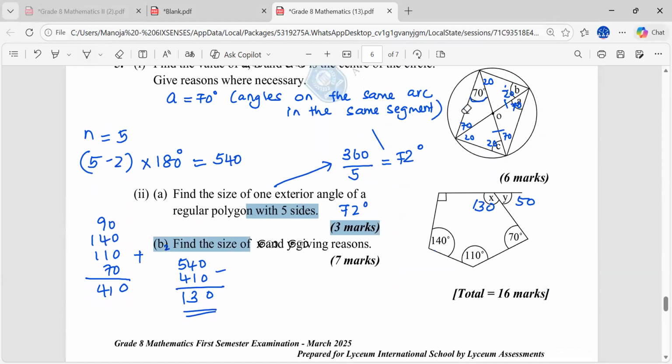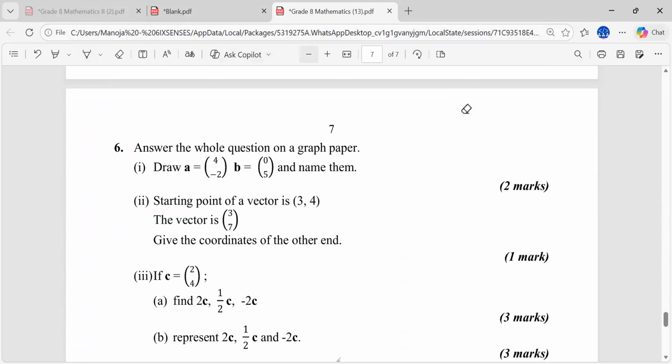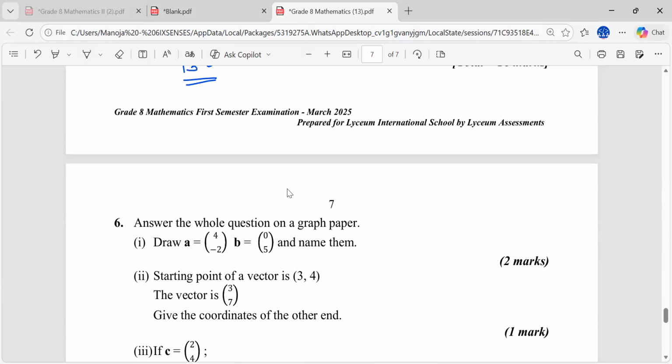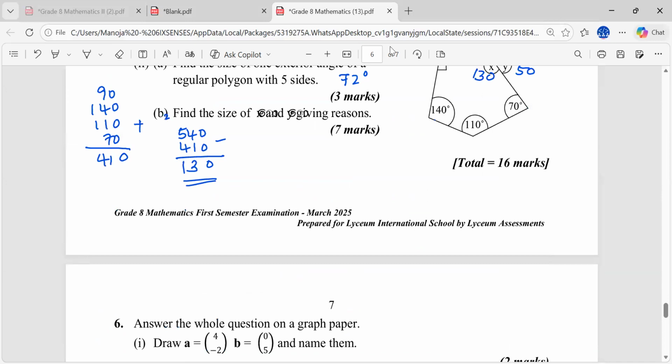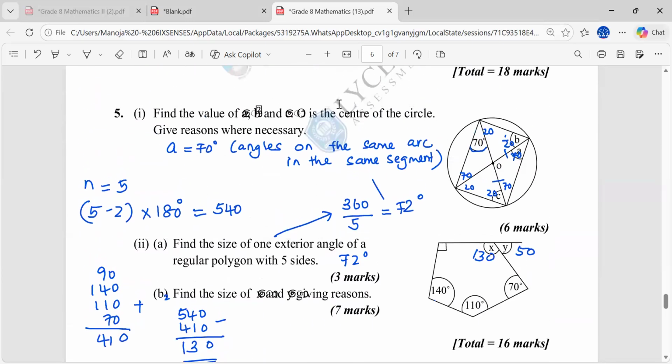Okay, so then that is the end of question number 5. We have question number 6, 7. Yeah, the graph question, right? So these 3 questions are to be discussed and the rest of the questions we have discussed by now.